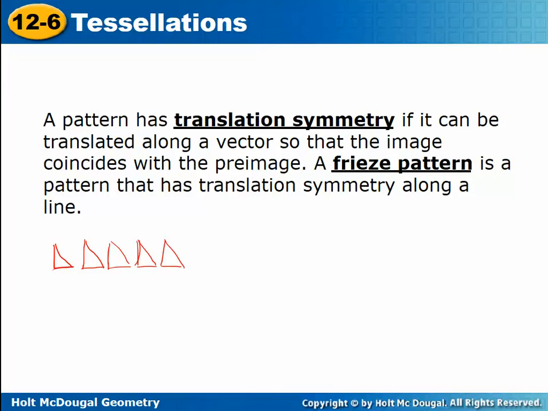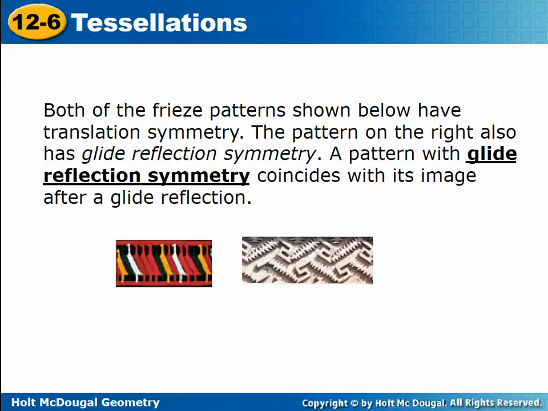So this would be an example of a frieze pattern. So here's some examples of frieze patterns. You find these on the borders of rugs, along the top part of buildings often. Like I said, wallpaper borders. Anywhere there could be a decorative edge, you see these patterns. Both of these have translation symmetry. In this one here, there's different colors involved that may or may not follow that pattern, but if you just look at the figure, that figure has been translated and slid along a line.